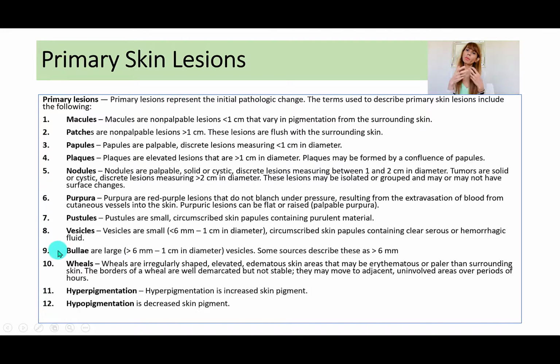The bullae are the ones that are bigger than vesicles, more than 1 centimeter or more than 6 millimeters, based upon what reference you are using. Wheals are raised, they are intermittent, they are usually a result of a hypersensitivity reaction, and as we move along we'll look at them in more detail. Hyperpigmentation is usually associated with a lesion, for example a macule. A macule can be hyperpigmented, which means more pigment, or hypopigmented, less pigment. That's all about these primary lesions in a nutshell. This is a brief summary. We'll look at more details and the differential diagnosis and the conditions associated with all of these primary lesions as we move along.